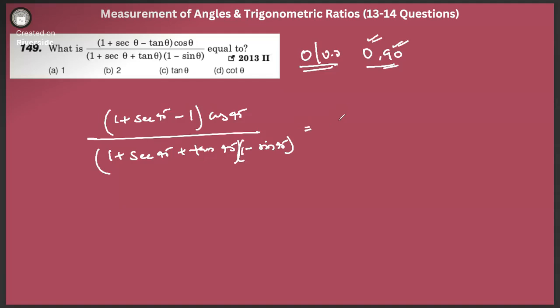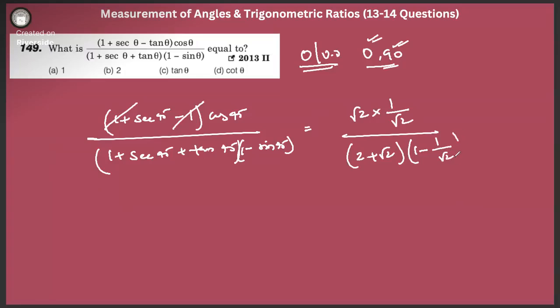Over here in the numerator, secant 45 is root 2. Cos 45 is root 2. This one is gone. Right? In the denominator, we have 2 plus secant 45, which is root 2, into 1 minus sine 45. It will look like this, isn't it?